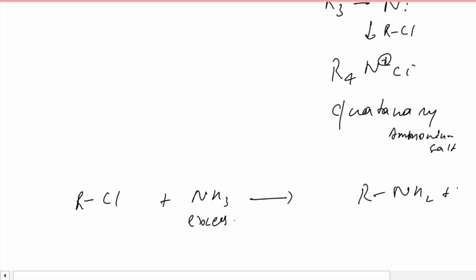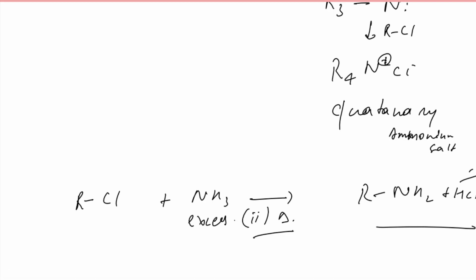Or either we can take RCl plus NH3. If NH3 is in excess, this will make one step only here, that is RNH2 plus HCl. And we have to heat it also afterwards. Then it will lead to the formation of RNH2 plus HCl. So this is known as Hofmann's ammonolysis.